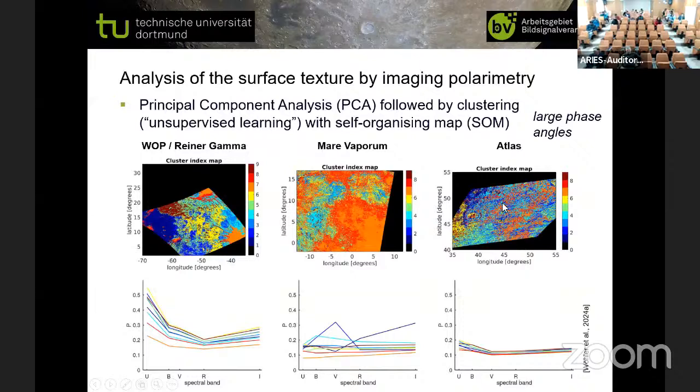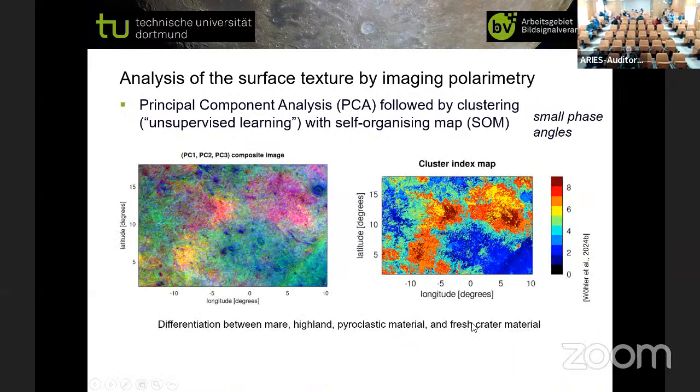The Atlas crater doesn't; it is not always very nice. Under these phase angles, all the spectra more or less look the same and are not really distinguishable. At small phase angles, this is the region with the pyroclastic deposits again. We can see that pyroclastic material stands out in those small phase angle polarimetric parameters as a cluster of its own in brown, surrounded by Mare material in red.